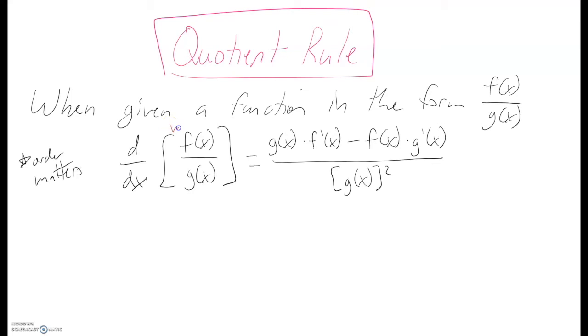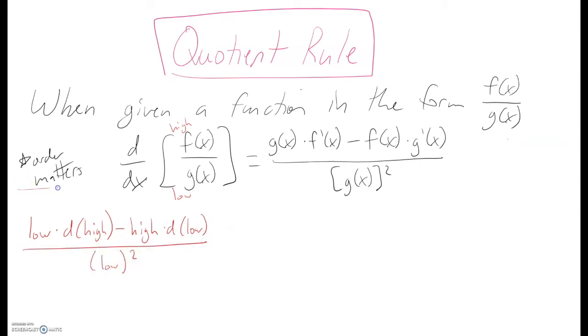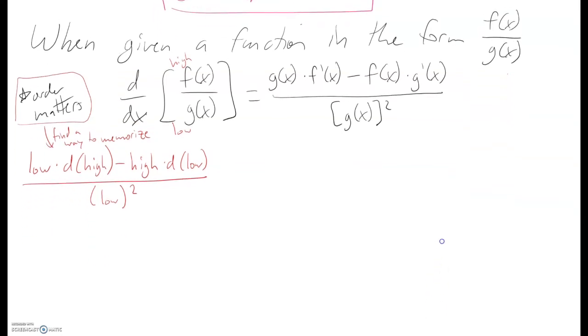It gets a little bit tricky with this more complicated formula to try to lock that into memory. So one little trick that could help is to label your top function as the high function and your bottom function as the low function, and use this slightly easier to remember format. Low d high, or low times the derivative of the high function, minus high d low, the high function times the derivative of the low function, all over low squared. Again, this is just one way that you can try to get down the order that you need to follow on the quotient rule, and you might be able to come up with an even better way to memorize this. The important thing is to find a way to memorize this rule and make sure we don't flip the order of the two terms in the numerator.